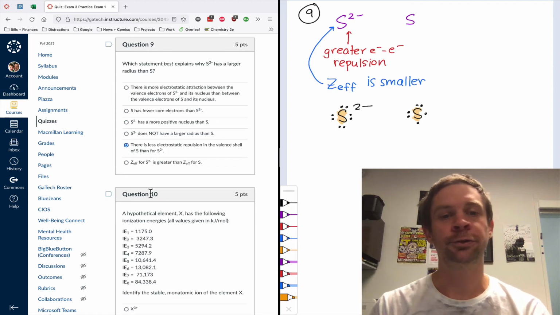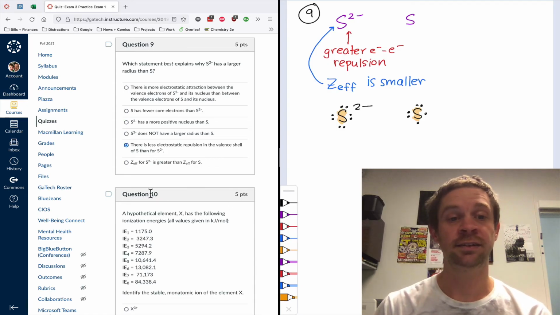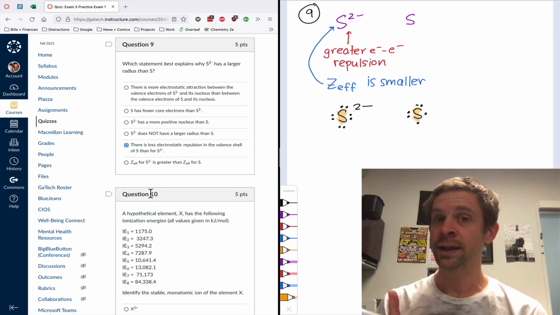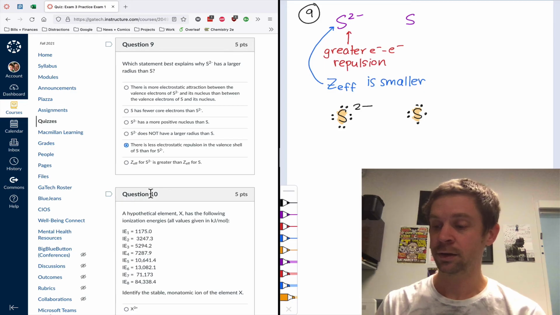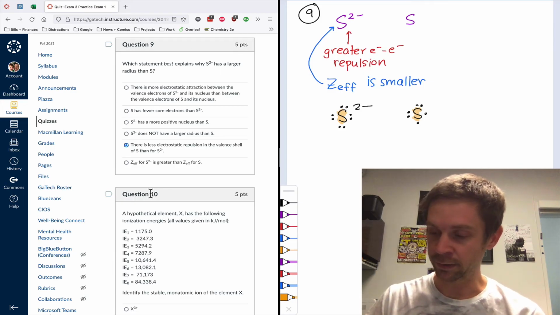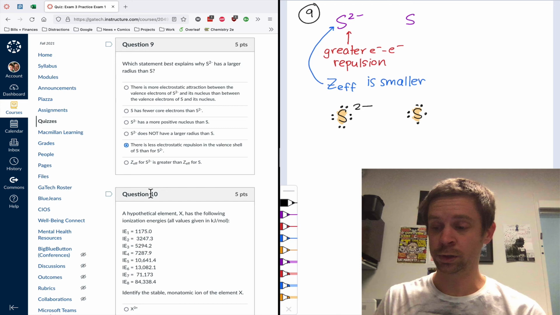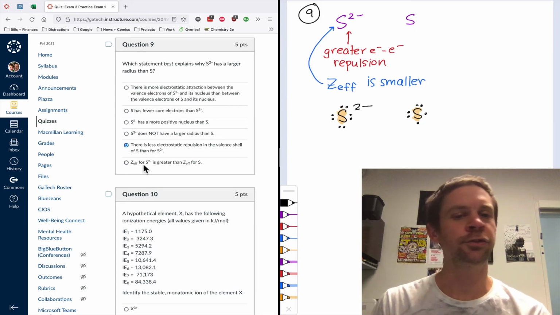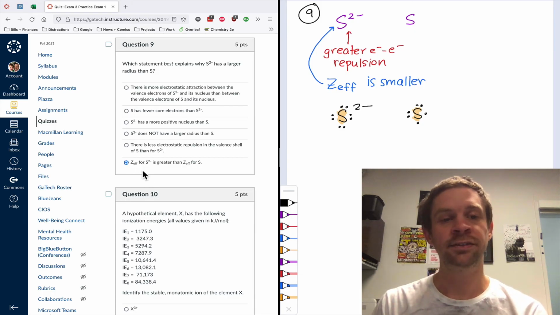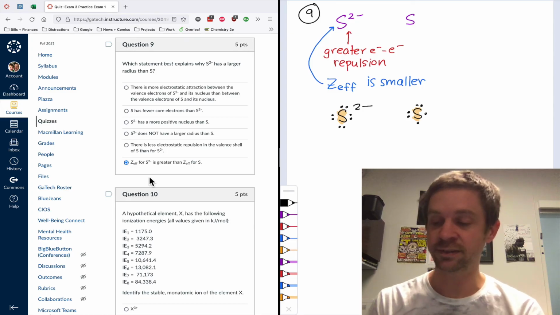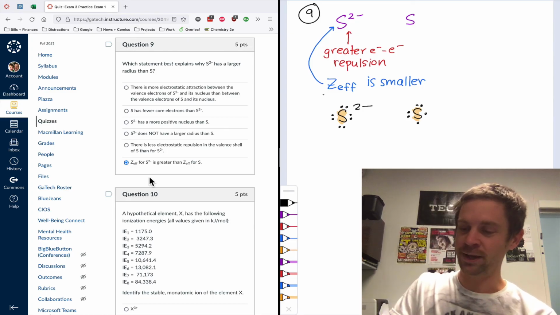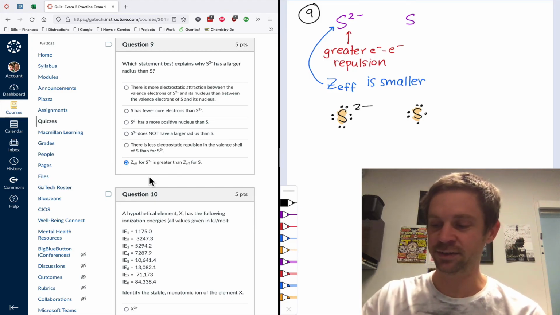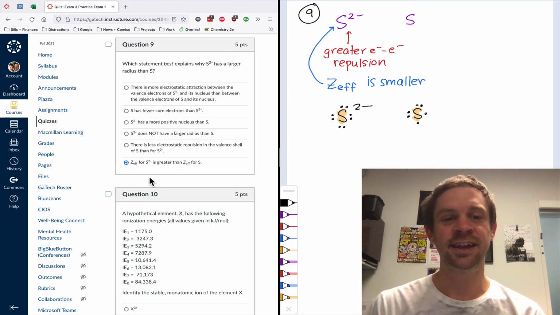There is less electrostatic repulsion in the valence shell of S than for S2-. Well, that's true. We have additional valence electrons in S2- relative to S. And this means that we're going to have greater electron-electron repulsion within the valence shell of S2- relative to S. Let's convince ourselves, though, that the last choice is false. Z effective for S2- is greater than Z effective for S. We actually already showed that that is false. Z effective is smaller for S2- than it is for S.